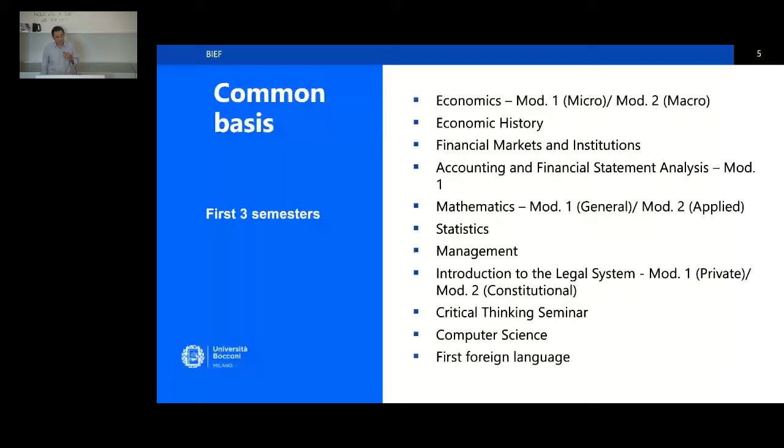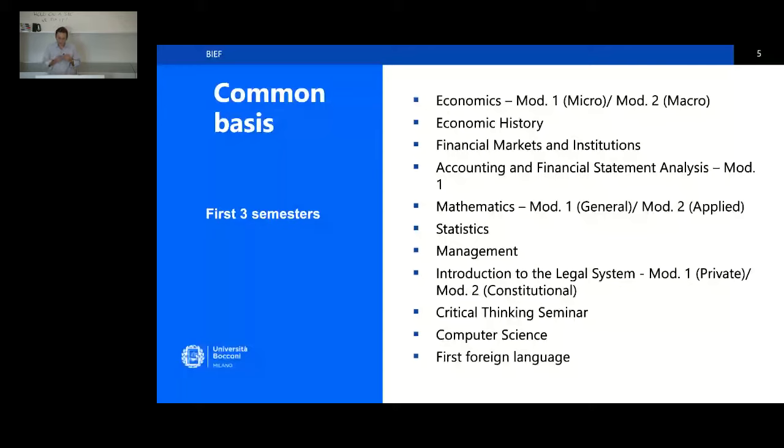As I said before, it is common because it goes across some bachelor programs, those that are taught in English: BF, so this program, as well as BM, which is the program in management. They share this common basis. These are the fundamental tools. So here I tried to group the different courses into areas, okay? So the first area is economics with two courses in economics. So the first module is microeconomics and the second is macroeconomics.